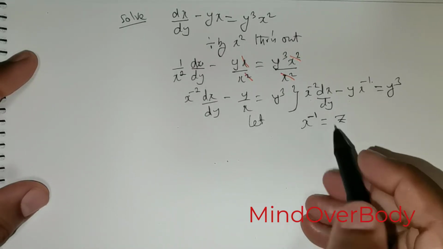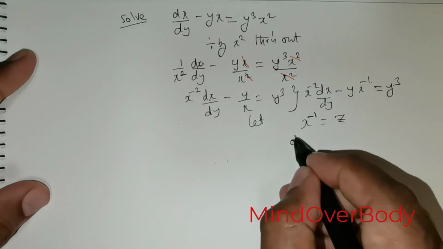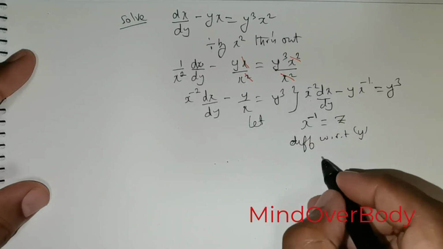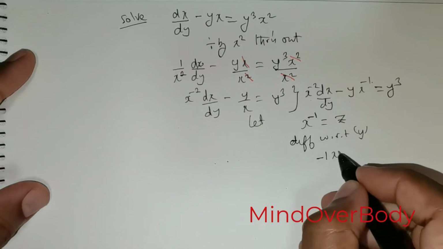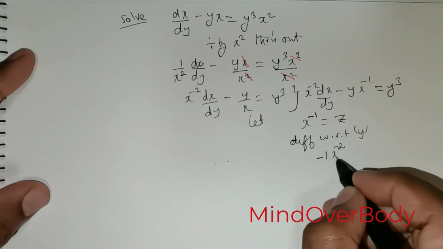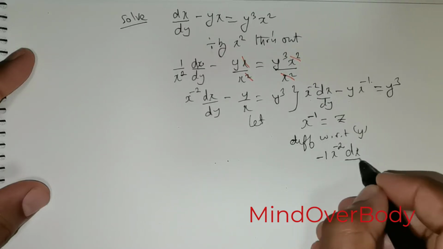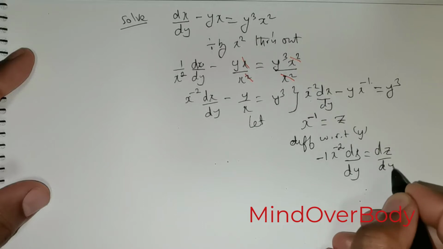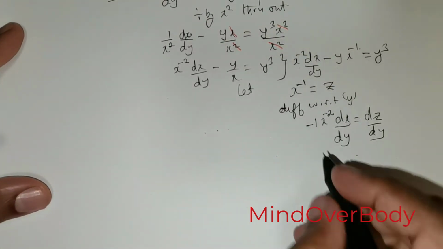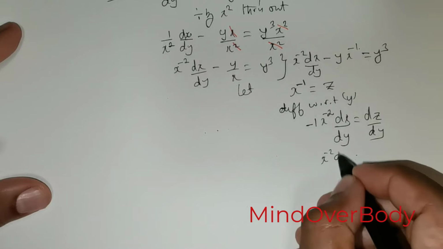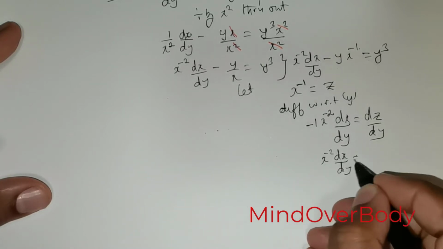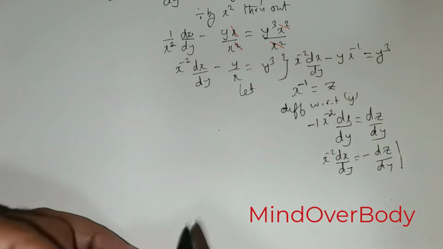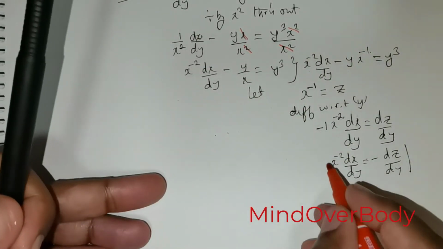I need dx over dy. So if I were to differentiate, let me write that down. Differentiating with respect to y, it's going to be negative 1 times x raised to the power of negative 2 times the differentiation of x with reference to y, dx over dy. This is going to be dz over dy. I can rewrite this as x raised to the power of negative 2 dx over dy is equal to negative dz over dy. So this is what I have got.